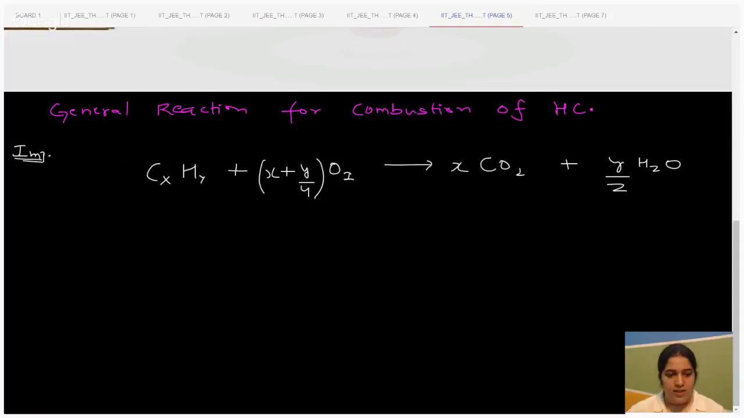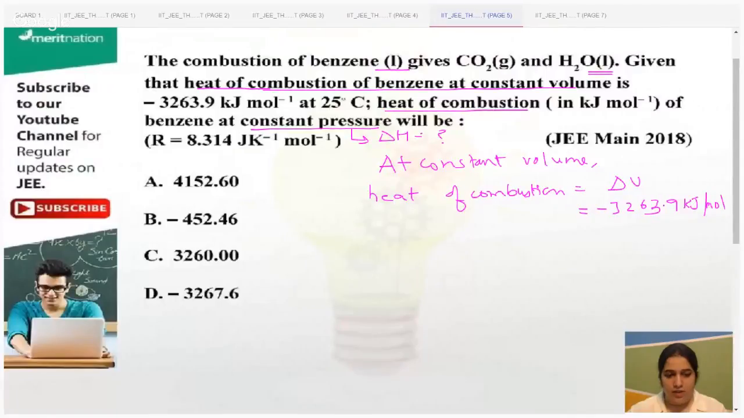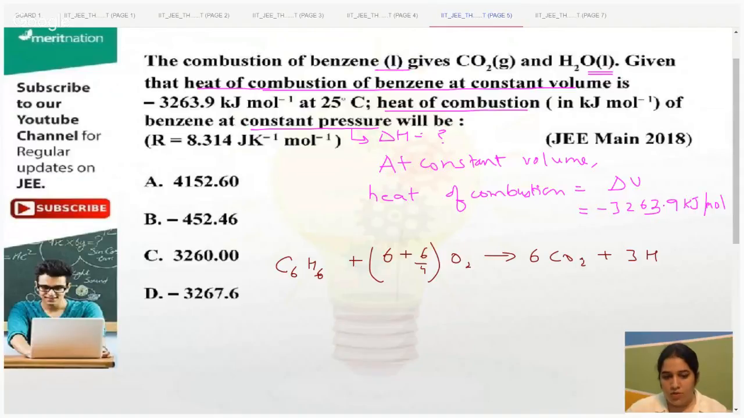Now let's apply this here in the reaction. We have to find combustion of benzene. So that becomes C6H6. So x is 6 here and y is also 6 here. Plus 6 plus y by 4. So that means 6 plus 6 upon 4 O2 gives me 6 moles of CO2 plus 6 upon 2, that is 3 moles of water.